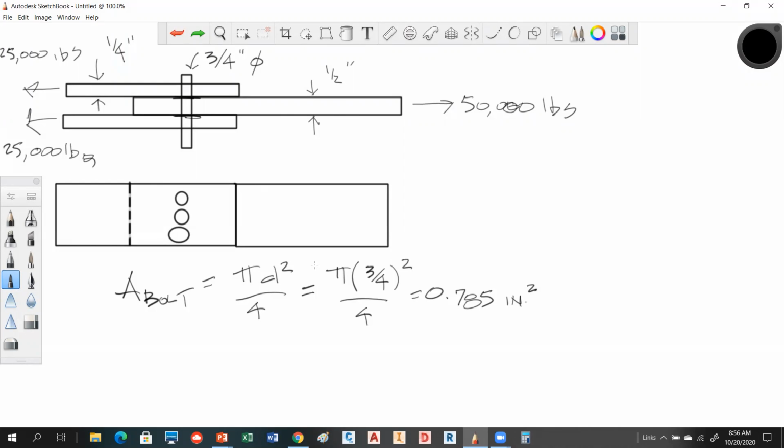So here's the other thing you got to really think about. How many bolts do we have? 3. We have 3. So we want the area total. So we're going to take the area of a bolt times the number of bolts times the number of shear planes. So in this case, we have 2 shear planes here, right? So we have area of bolt times the number of bolts times the number of shear planes. And that's going to be our total area of resistance.